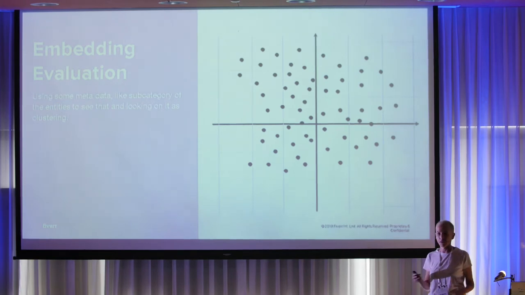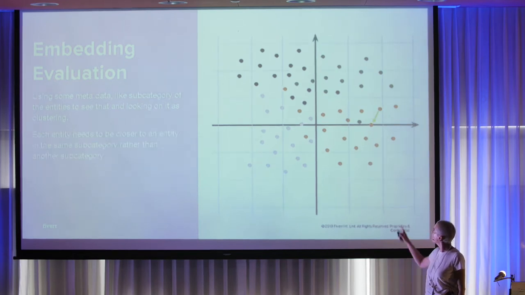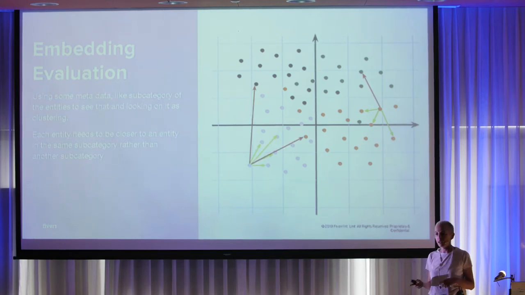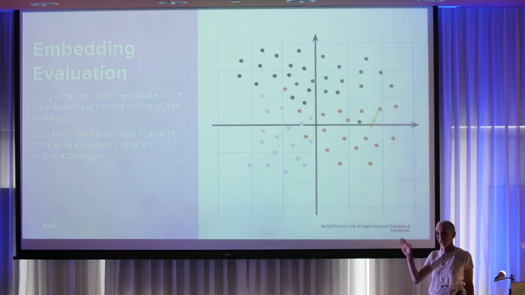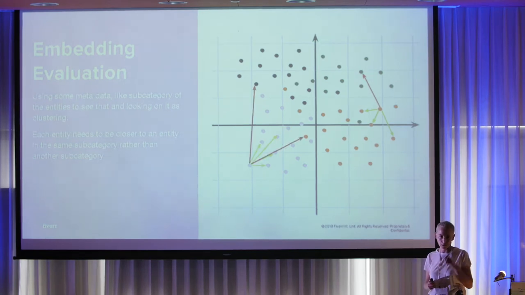One of the methods is that every entity usually has different metadata. In our case, when we talk about the gig, it's the subcategory that the gig belongs to. Here you see every color is a different subcategory. What we want to see is that on average, gigs which belong to the same subcategory are closer to each other than gigs which come from different subcategories. So if on average we have this behavior, we know that the embedding works quite well.